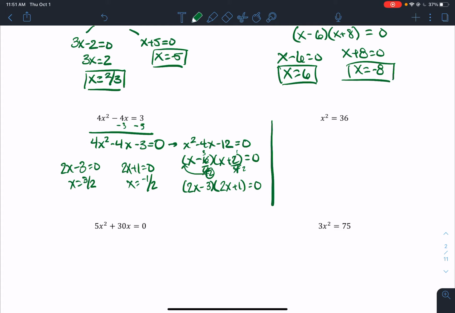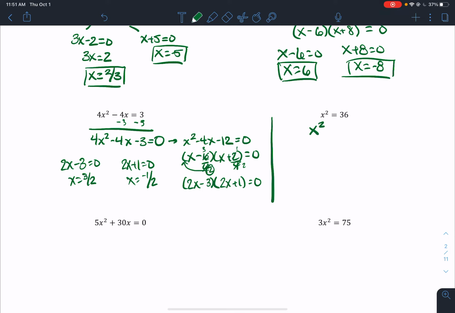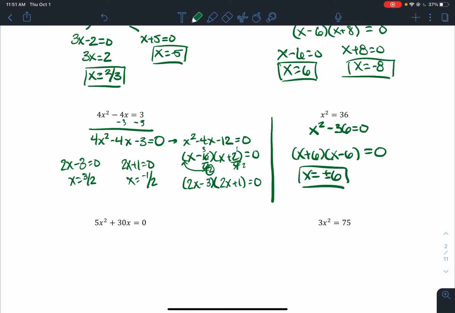Now some of you are probably thinking, just square root both sides, but I want us to get used to also being able to solve this by factoring. It'll be useful later. So I have x squared minus 36, needs to multiply to negative 36, add to 0. So x plus 6 and x minus 6, those multiply to negative 36 but add to 0. So therefore x equals plus or minus 6. Okay, let's keep going.